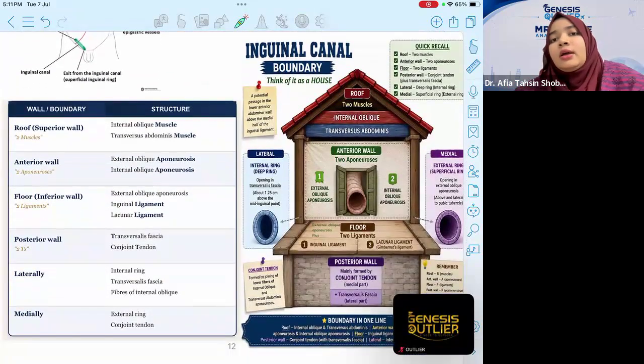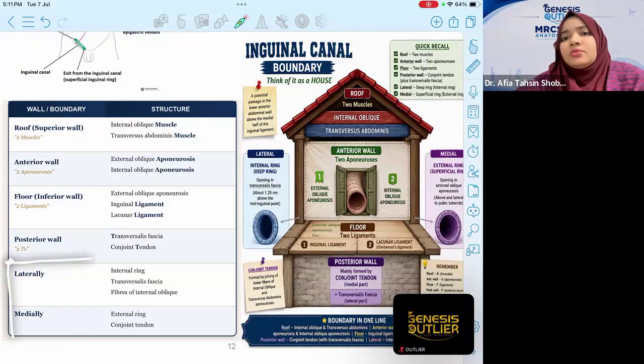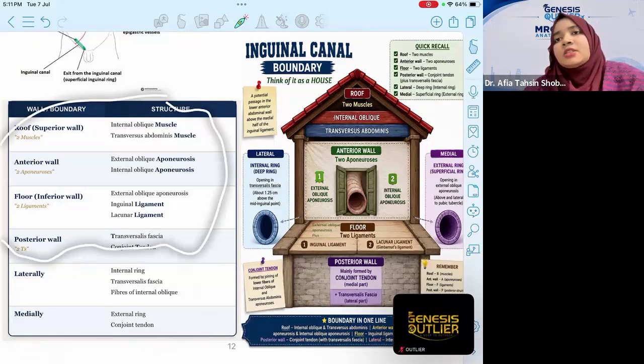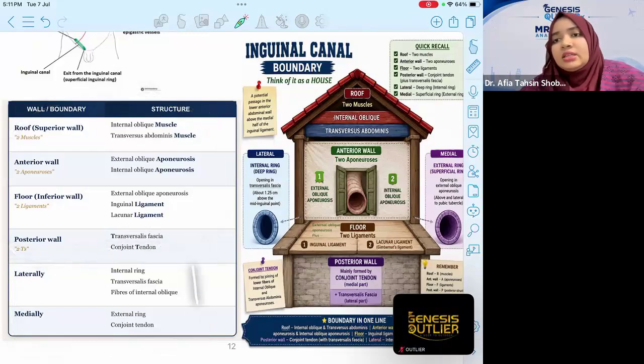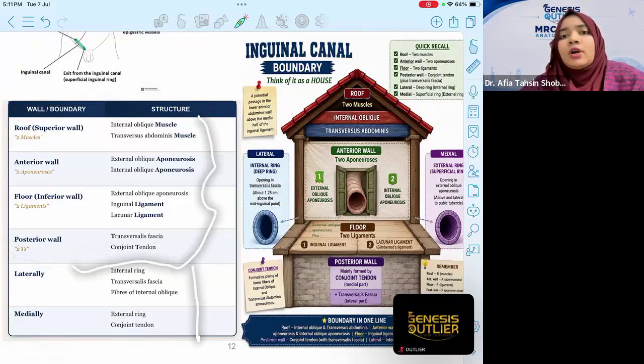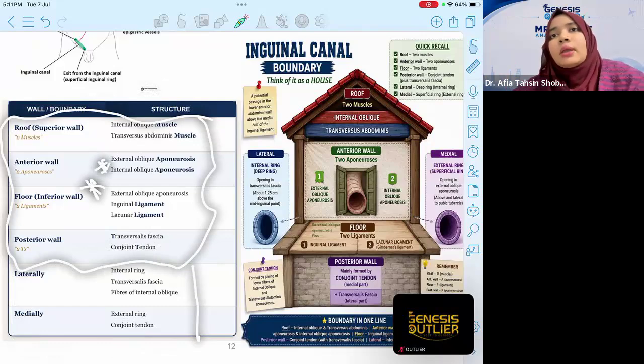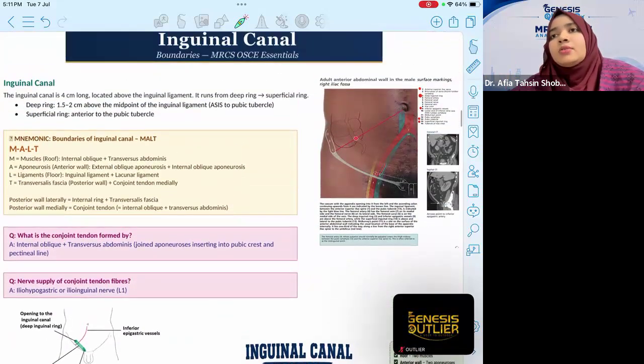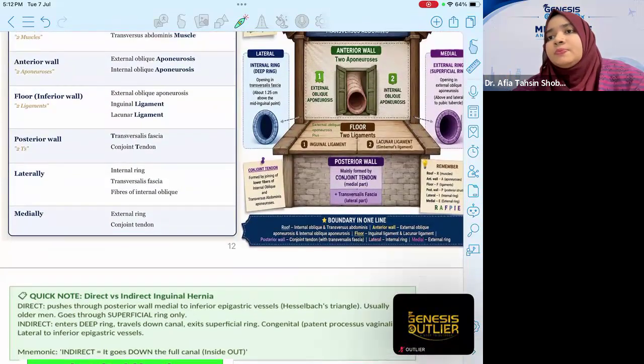So posterior wall mostly formed by conjoint tendon and a fascia, transversalis fascia. Okay. Then no need to tell lateral and medial wall boundary. Just tell these four. If the examiner will ask further, then you can tell. But these four boundaries are very much important to know for exam. Okay. So we have covered.